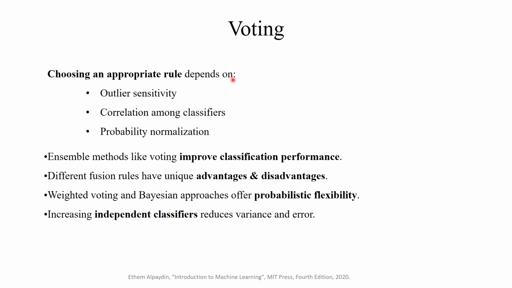Choosing an appropriate rule depends on the outlier sensitivity, correlation among classifiers, and probability normalization. So ensemble methods like voting improve classification performance. Different fusion rules will have unique advantages and disadvantages. Weighted voting and Bayesian approaches offer probabilistic flexibility. Increasing independent classifiers reduces the variance and error. In this session, we have discussed voting and the different techniques in voting. Thank you.